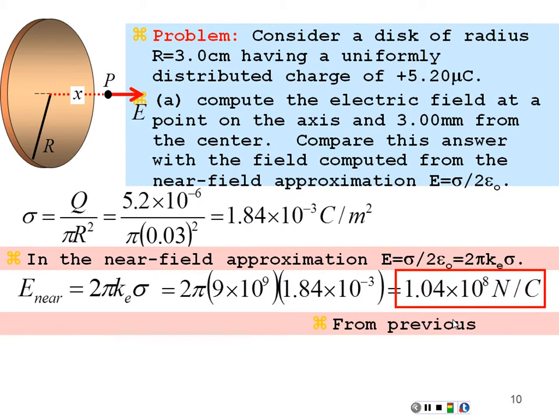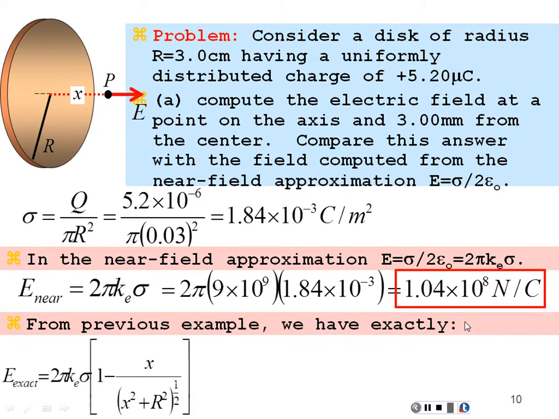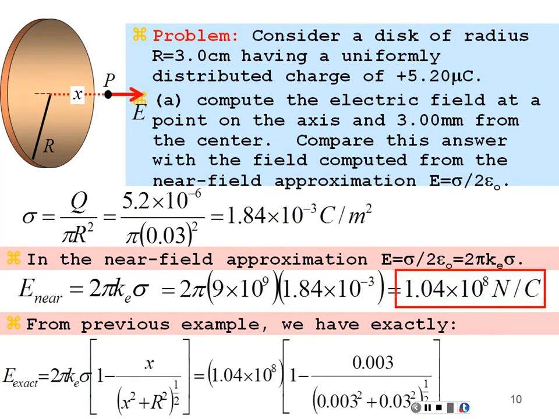If we actually put this into our exact result, that'll be 2 pi k sigma times 1 minus x over x squared plus r squared to the 1/2 power, 1 minus 0.0033 meters, or 3 millimeters, over 3 millimeters squared plus 3 centimeters squared to the 1/2 power. And that comes out to be exactly 0.94 times 10 to the 8 newtons per coulomb. So not a whole lot of difference. I mean, if we calculate exactly for 3 millimeters from a 3 centimeter radius disk, we find that it's very close to the near field approximation as it is for a constant field. Cool. I like that result.